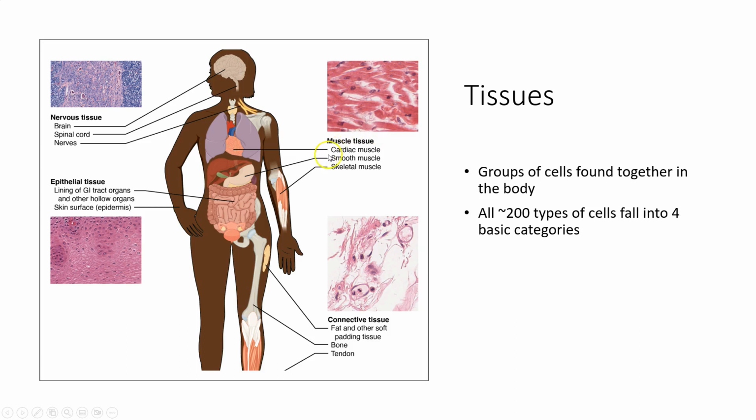We have muscle tissue, so that includes cardiac, smooth, and skeletal muscle. And then we have connective tissue, which is a broad category that includes fat and other types of padding tissue, bone, and tendons.